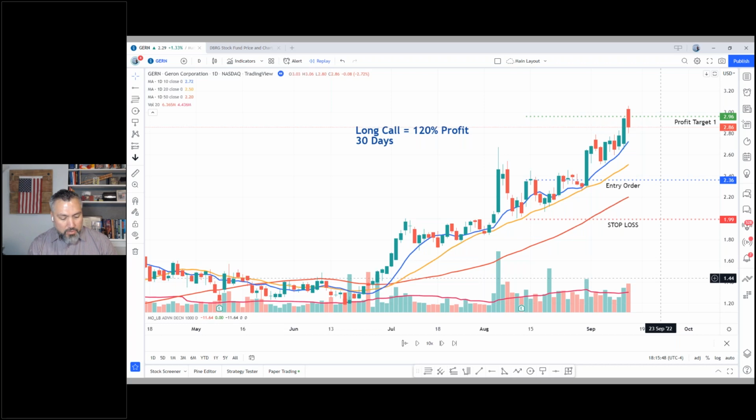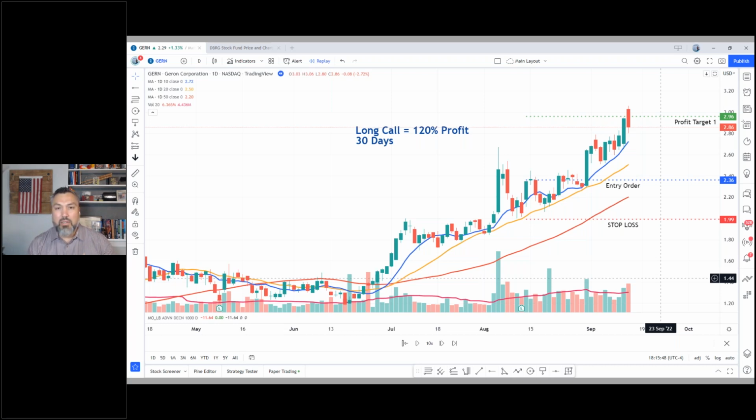Options are a derivative of the underlying stock. So simply put, as the stock price goes up or down, the options premiums go up or down accordingly. Now, of course, there are different variables like expiration month, delta, vega, gamma, theta, right? There's a whole bunch of variables that impact the actual premium price itself, but it's attached directly to the underlying stock ultimately.